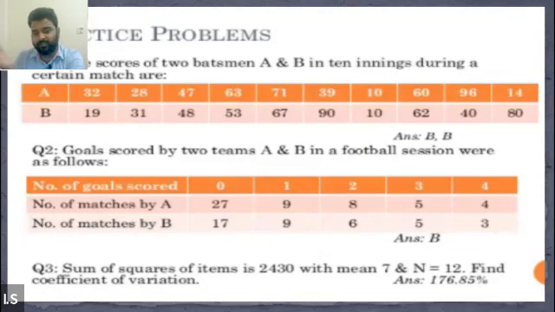Looking at the runs scored by the two batsmen, we are not sure which batsman is more consistent and which player should be selected for the next series. So let's do this question and try to understand how coefficient of variation is calculated. Any doubts? No, sir, no doubts. First of all, we will write down the values of the question.